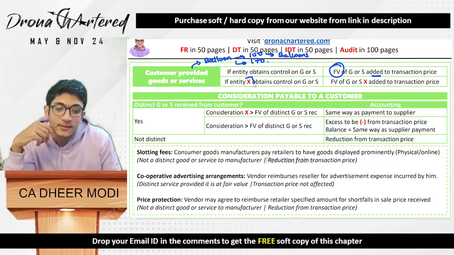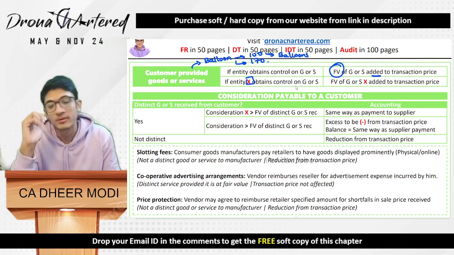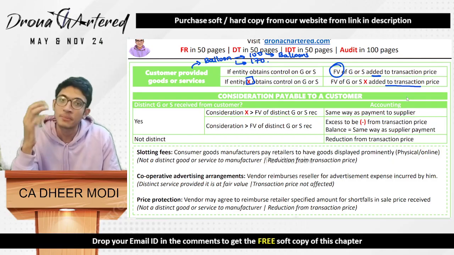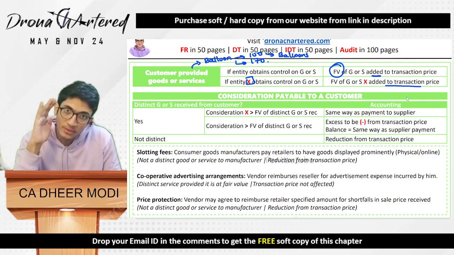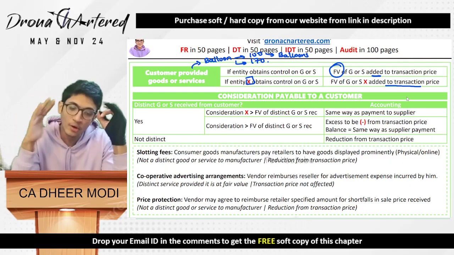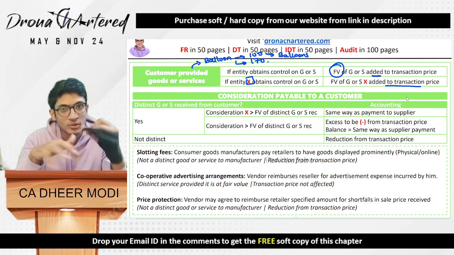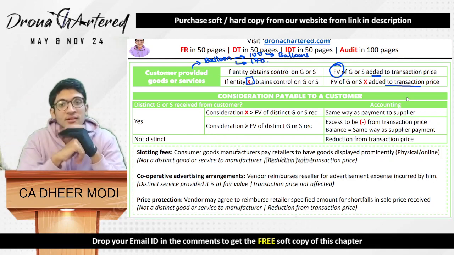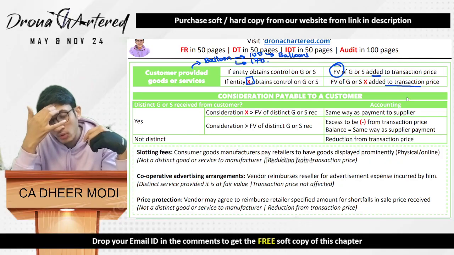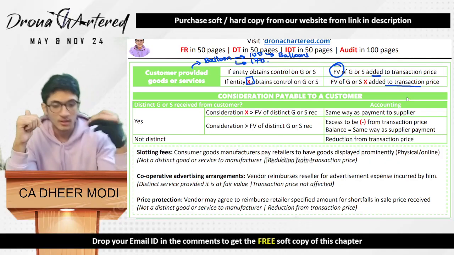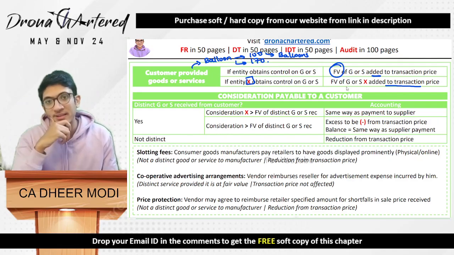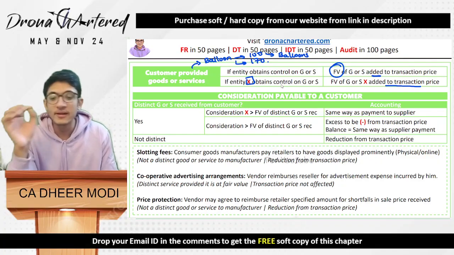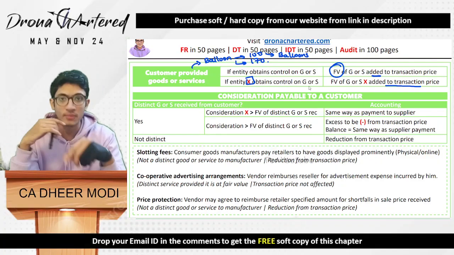However, if the entity does not obtain control of these goods or services, then in such a case, it will not be added to the transaction price. Say, for example, the building I was constructing, I tell them, boss, I already have a concrete mixer. You can use it for the time being for this project for 3 months, and the life of this mixer is a good 5 years. So, of course, the entity has not obtained control over this mixer. So, therefore, it will be unfair to add its fair value. So, if the entity obtains control, fair value will be added. If the entity does not obtain control, fair value will not be added.